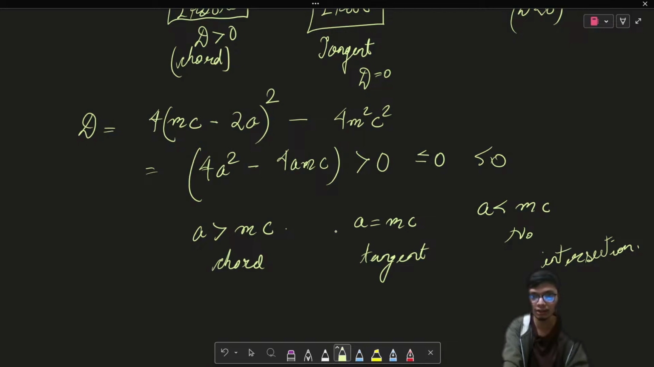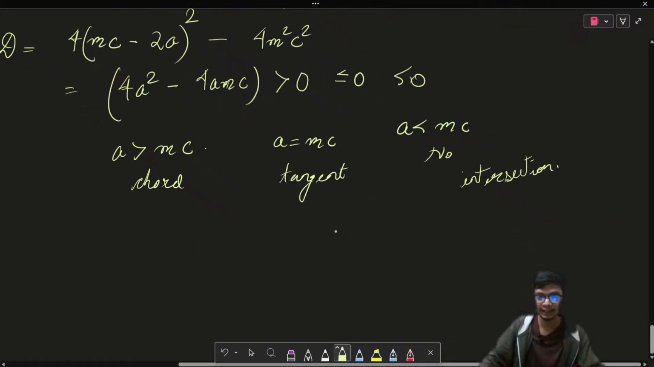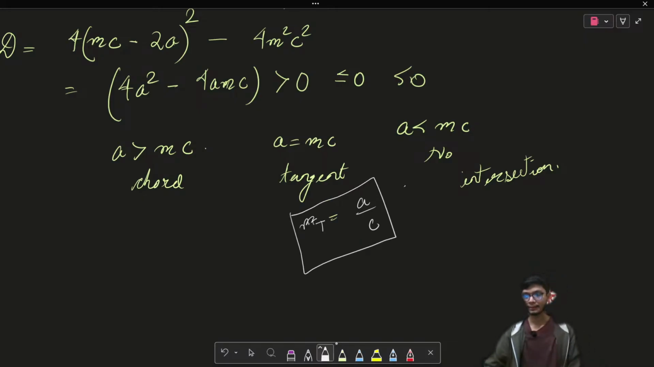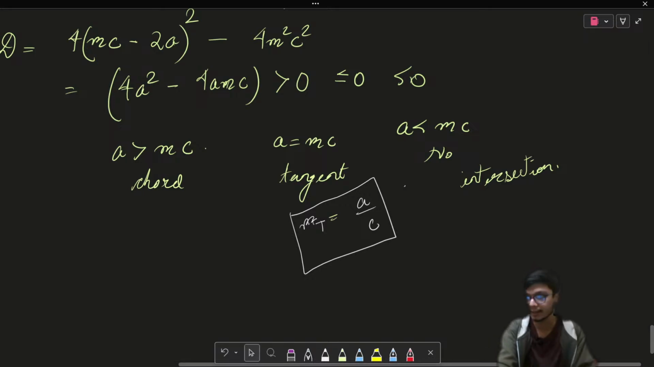Right. So from here also we can easily find out the slope of the tangent, right? So the slope of the tangent for a given particular line from here can be given as a upon c, right? Alright, is this part clear to all of you? Please do let me know in the live chat, is this part clear or not, so that we can proceed forward with our next discussion.